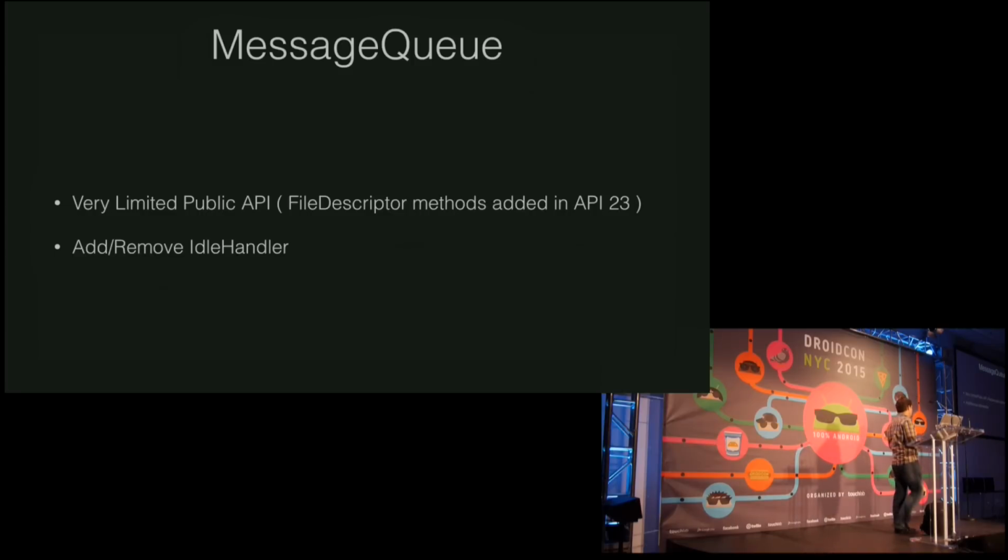So what's a message queue? If you look at the message queue API, there's almost nothing there. Nothing very useful anyway. In 23, they added some methods regarding file descriptors. I'm not going to get into that today. But other than that, there's methods to add an idle handler and remove an idle handler. This is the main message queue. You can get the message queue from the looper, but you can't really do much directly with the message queue.